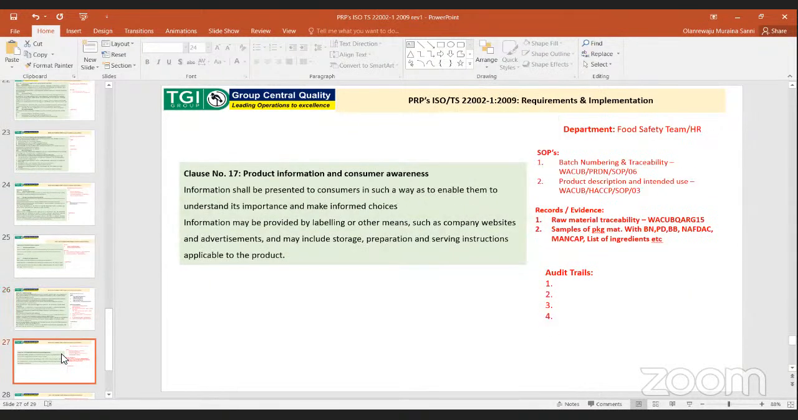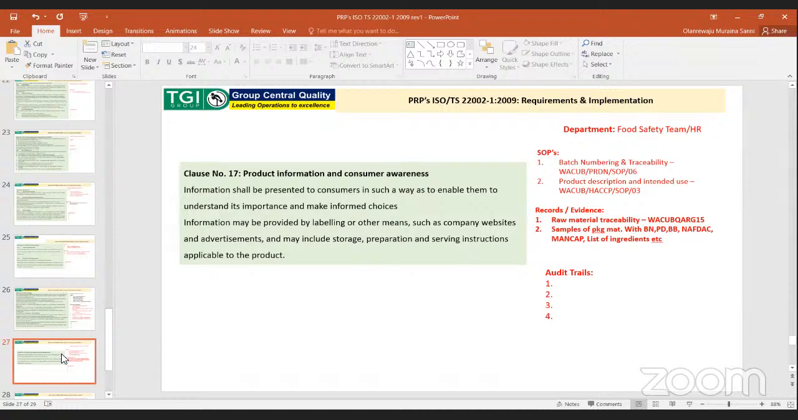Product identification and consumer awareness. Product information shall be presented to consumers in such a way as to enable them to understand its importance and make informed choices. Information may be provided by labeling or other means, such as company website and advertisement, and may include storage, preparation, and serving instructions applicable to the product.